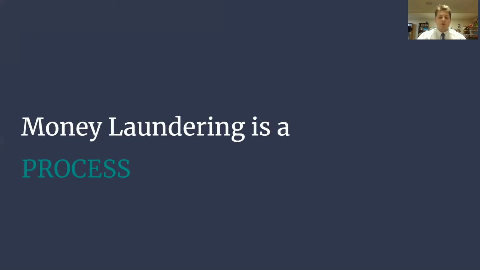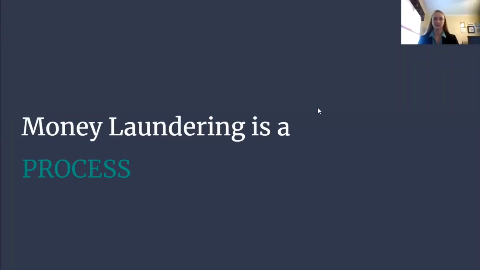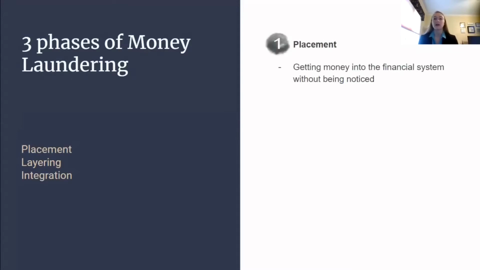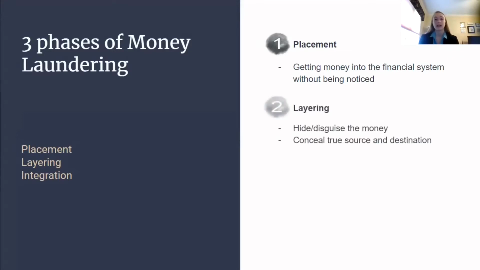I'm going to turn this over to Jordan, who's going to talk to you about the three phases of money laundering. As Bryce said, money laundering is a process, and this process is composed of three key phases. First phase is placement, then followed by layering, and finally integration. Placement is when you get this money from illegal sources into the financial system without being noticed or detected by authorities. The next phase is layering, which hides and disguises the money.